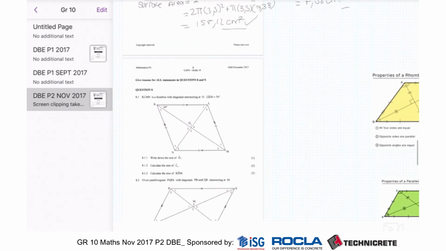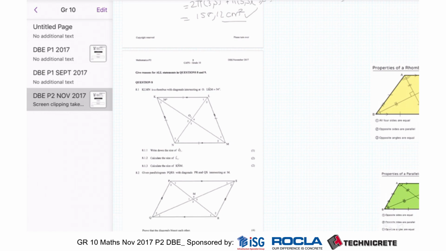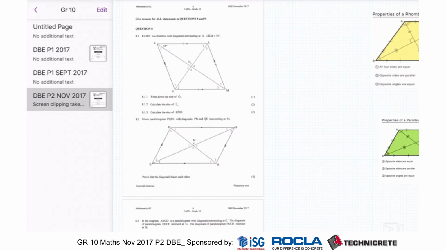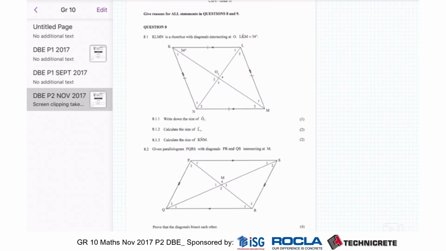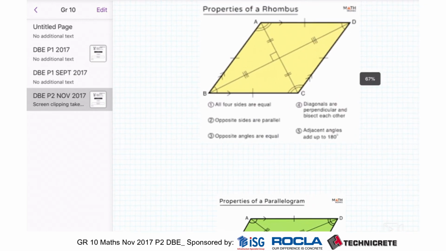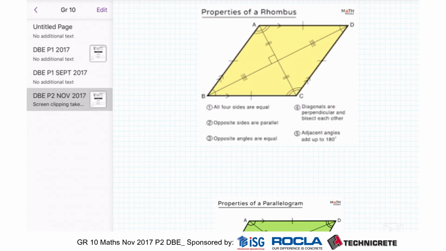Okay, let's now move on to question 8. Here I wanted us to also revise these shapes. So we're dealing with a rhombus and a parallelogram. So the first question says that KLMN is a rhombus with diagonals intersecting at O. Angle LKM is equal to 34. Okay, so this is a rhombus. Let's revise the rhombus. What do we need to know about a rhombus? This is not going to be given to you in a test. You should know it, but for the purpose of this video, we're going to revise it.